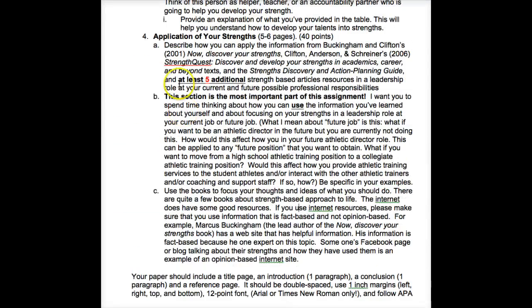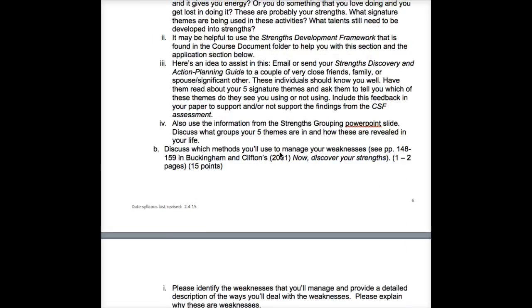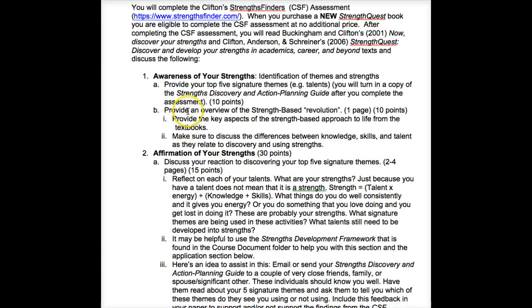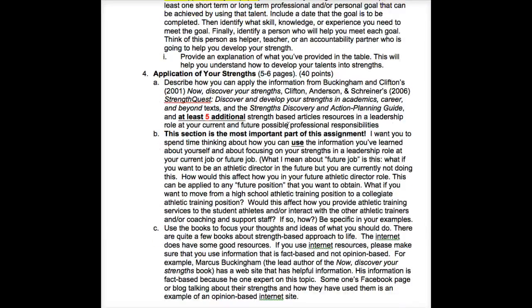Provide section titles. Well, you already have the section titles right there. There's the section title. Section titles and references, citing your resources in the paper and in the reference page. Write in the third person except for the sections where you talk about your strengths and how you apply them. So the only part that's really third person is going to be in this overview of the strengths revolution. Everything else I expect to be in the first person.